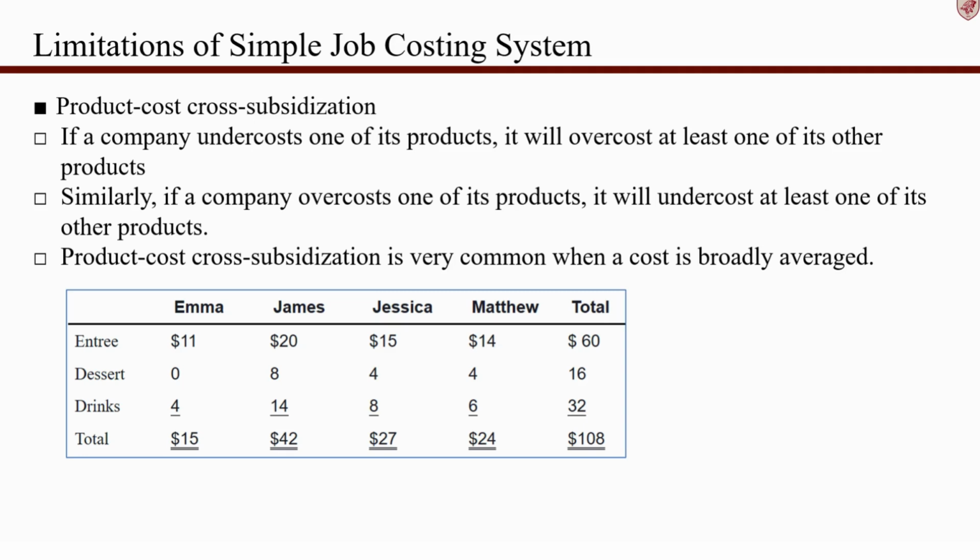So in the case of this dinner splitting, who is cross subsidizing whom? So in this case, Emma and Matthew, as I said, are overcosted, right? Because they are spending more than what they're actually consuming compared to James, who is undercosted. So basically, Emma and Matthew are cross subsidizing James.